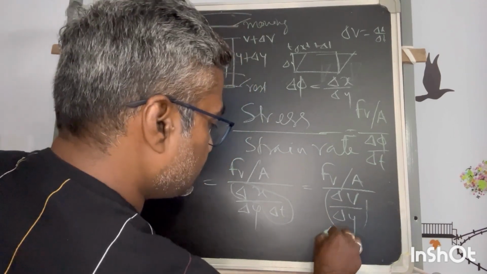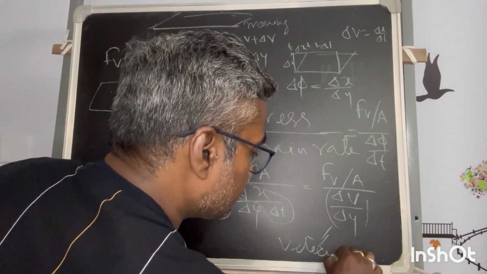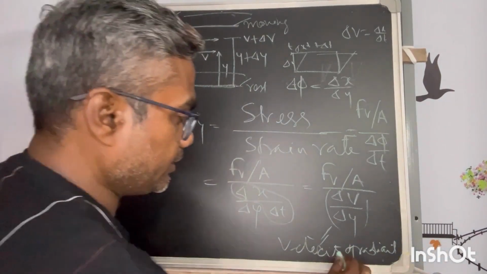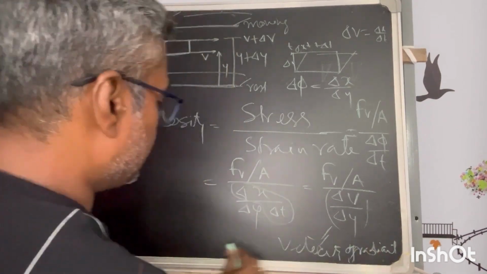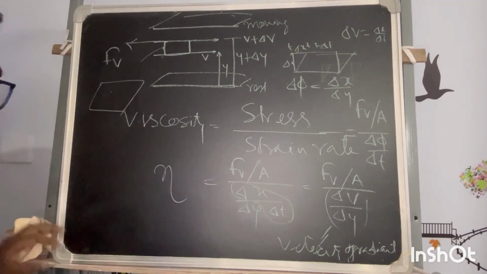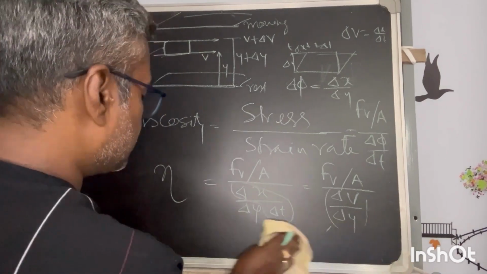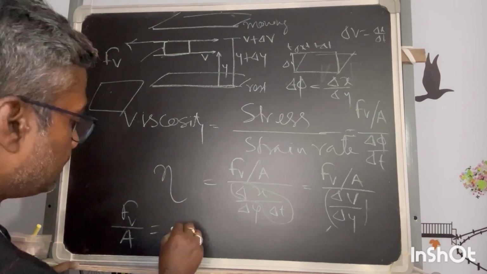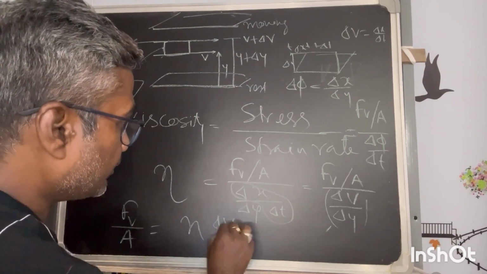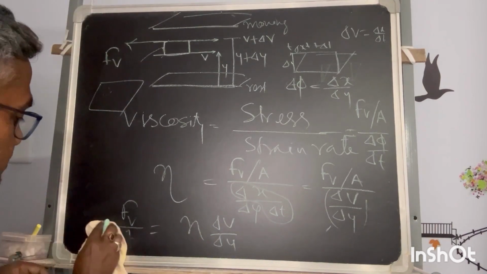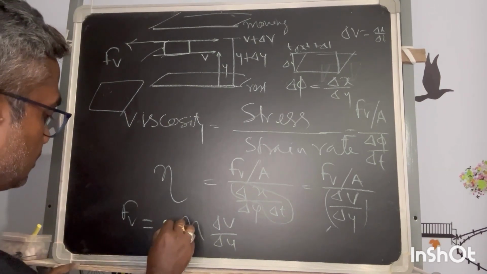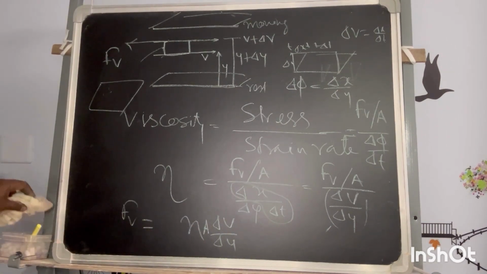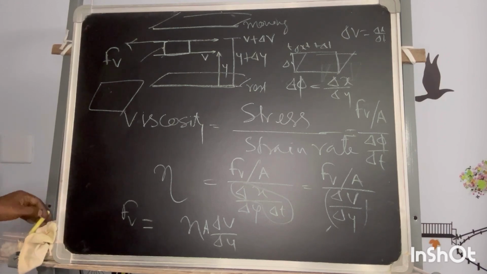So this is what? This is your velocity gradient at any time. Okay, so this is called your dynamic viscosity as per the definition. So if it is so, it can be simplified. Fv by A is equal to eta delta v by delta y, and now this can be written as equal to, A will be there, but this needs some sign consideration.